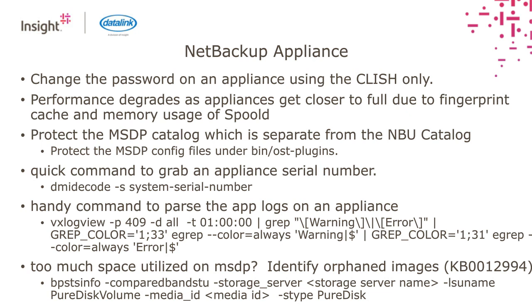If you're running backups to your MSDP and you're finding that your MSDP seems to be bloated, you can run this bpstsinfo compare dbnsu command. And this command is helpful. What it does is compare what is on the MSDP catalog to what's in the NetBackup catalog. And if there's a discrepancy, it will spit that out. It'll say something along the lines of only on storage or only in NetBackup. And if it says only on storage, that is an orphaned image.